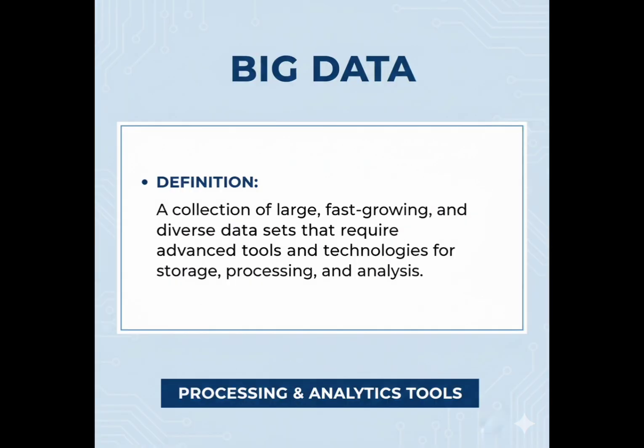Now coming to big data. Big data is a collection of large, fast-growing and diverse datasets that require advanced tools and technologies for storage, processing and analysis. That means big data deals with large datasets which cannot be handled by the traditional database. And it uses the Hadoop Distributed File System for storing the data, which is shortly called HDFS. And the main point to remember is that big data deals with structured, semi-structured and unstructured data.